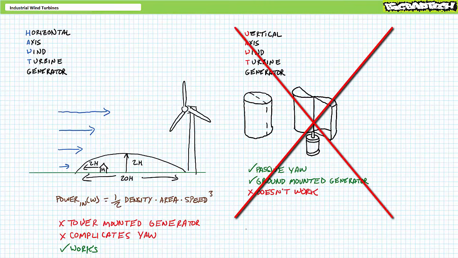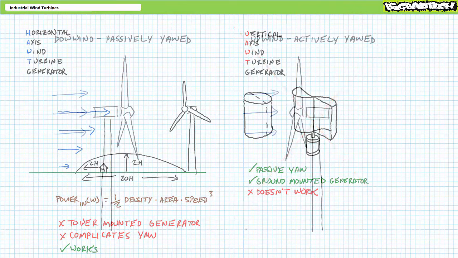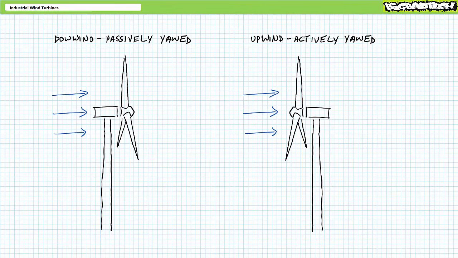This lecture exclusively deals with horizontal axis wind turbine generators, and for the remainder of this discussion, I will drop the qualifier horizontal axis from now on and simply refer to them as wind turbines. There are two principal wind turbine designs that refer to the orientation of the rotor: downwind or passively yawed wind turbines, and upwind or actively yawed wind turbines.